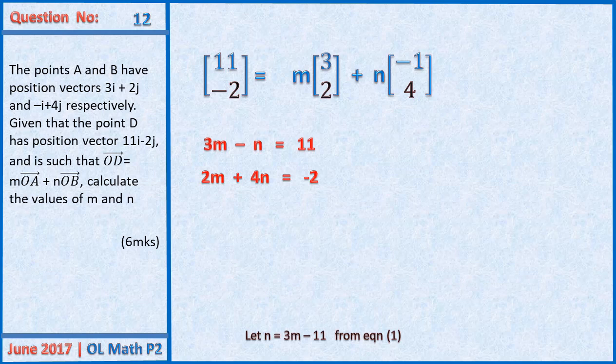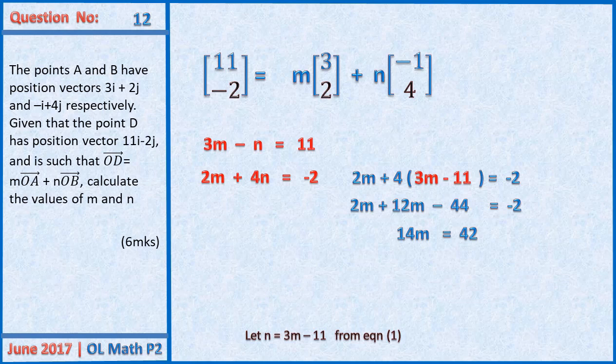Let n be equal to 3m minus 11. We now substitute in equation 2. We will have 2m plus 4 into 3m minus 11 to give us minus 2. Open out the brackets, we have 2m plus 12m minus 44 to be equal to minus 2. Bringing like terms together, we have 14m equal to 42. Dividing all through by 14, we have m equal to 3. Now, n will be equal to, you substitute the value of m equals 3 in the subject that you made before, and that will give us minus 2 when you simplify.